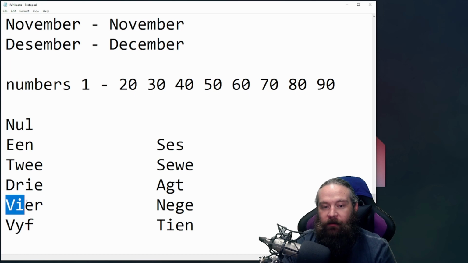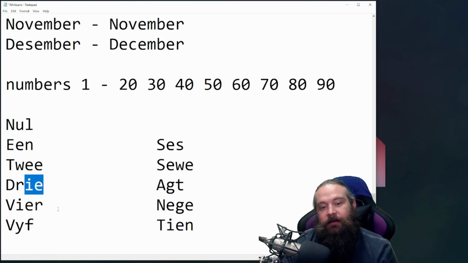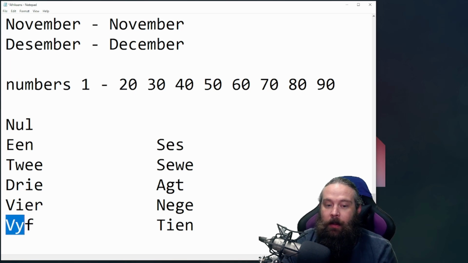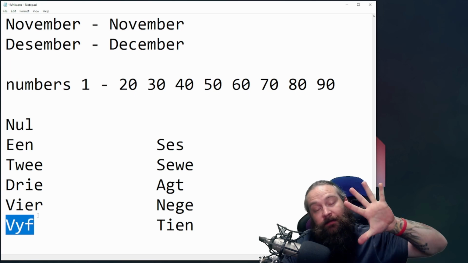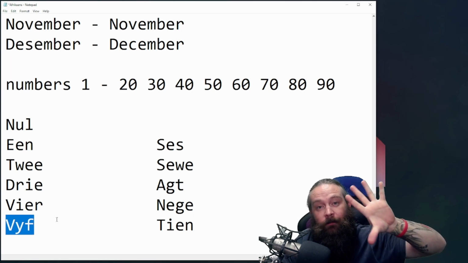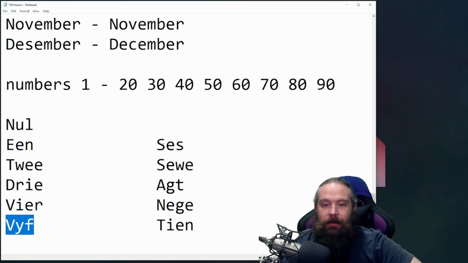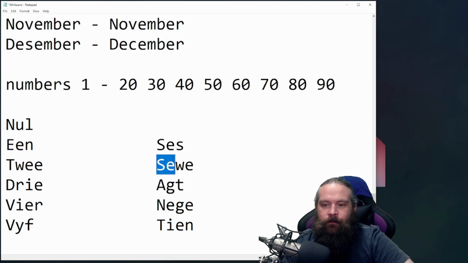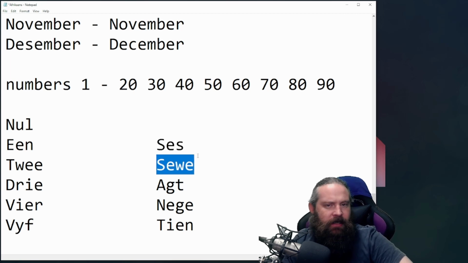This is 4, obviously. If you take that and you put that in there, that's an E sound, right? And the F and the R at the back. Vier. Vyf, 5. Yeah, isn't that cool? Six, 6. Yes, you know what that is. Almost the same as in English.